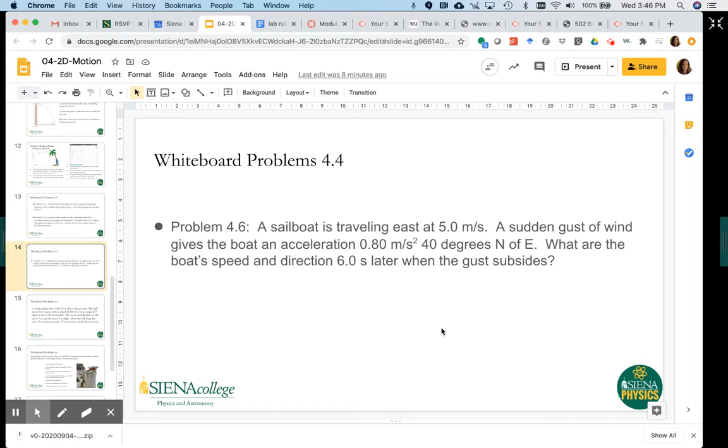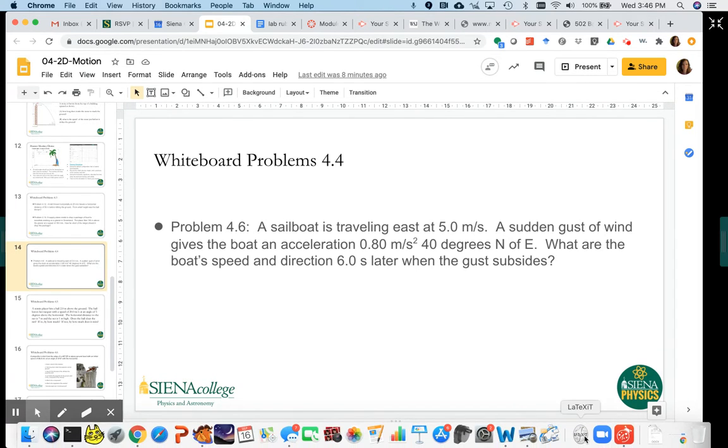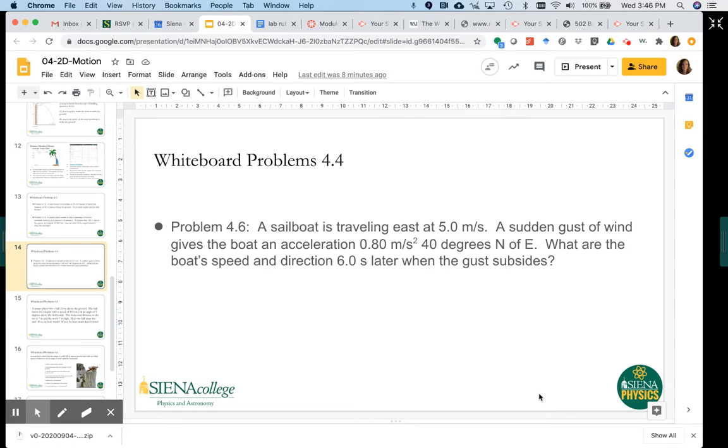Hello, we are going to do a two-dimensional problem for kinematics that's not projectile motion. In this problem, we have a boat that is sailing eastward at a speed of 5 meters per second. A sudden gust of wind gives the boat an acceleration of 0.8 meters per second squared, 40 degrees north of east. What are the boat's speed and direction 6 seconds later when the gust subsides?